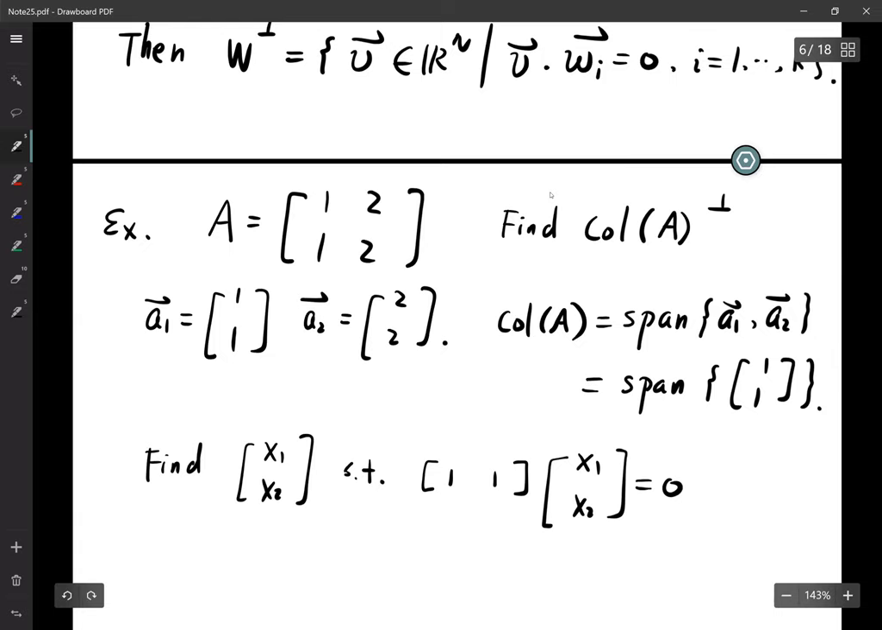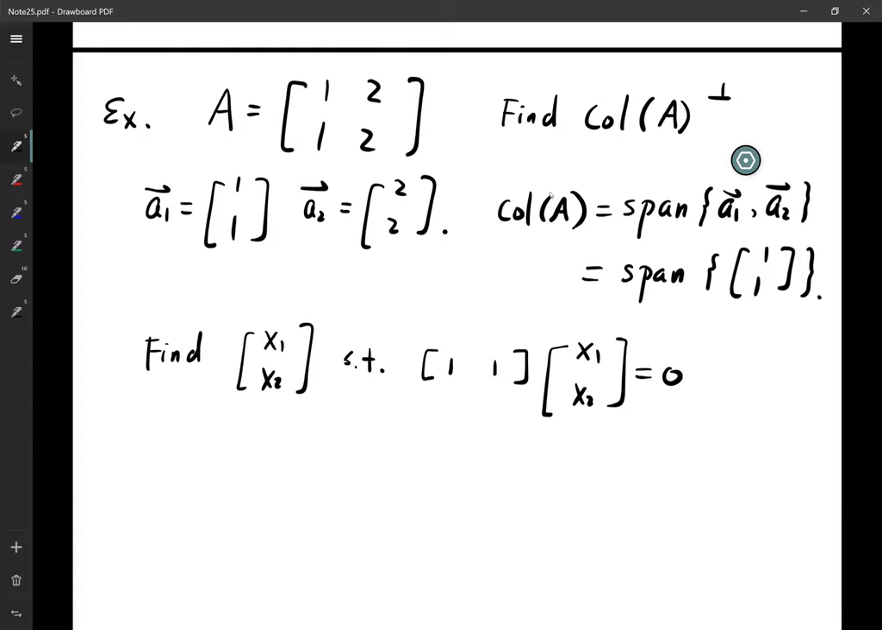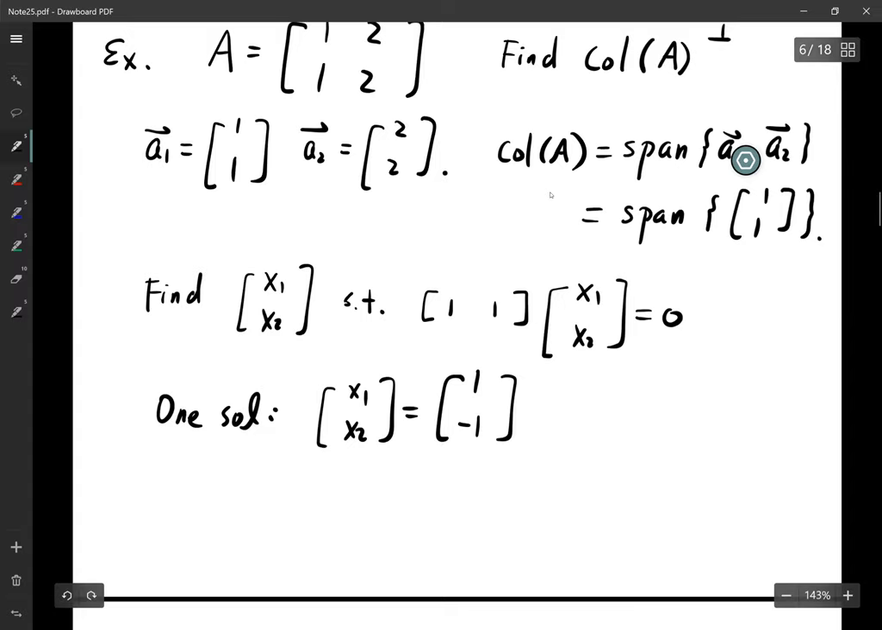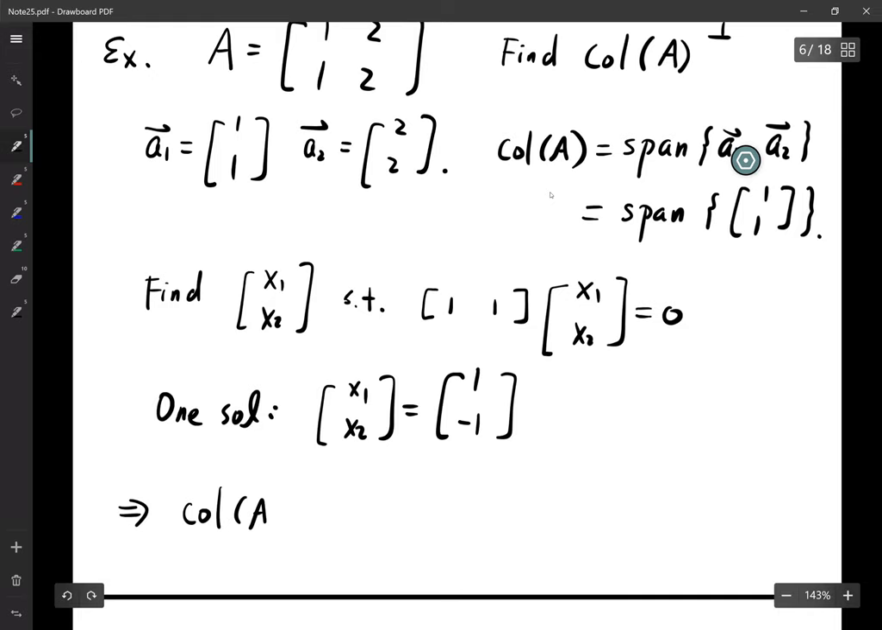Actually, I want to find the span of that, so the overall constant doesn't really matter. So one solution is x1, x2 equals 1, minus 1. You can also have 2, minus 2, or minus 3, 3, but they just differ by a constant. And therefore, this is the only possibility. So the column of A perp is span of (1, minus 1). Any question?